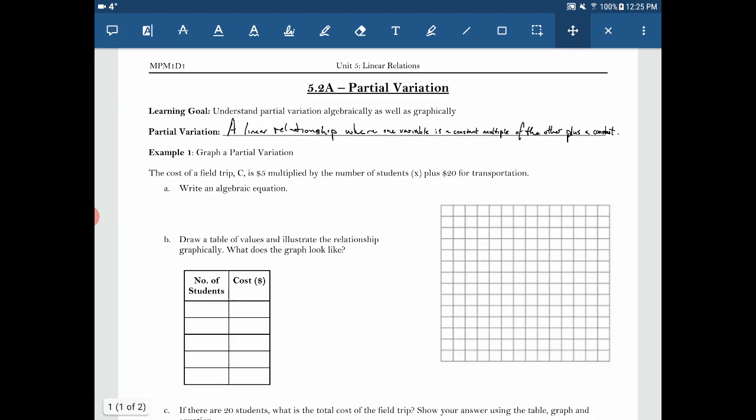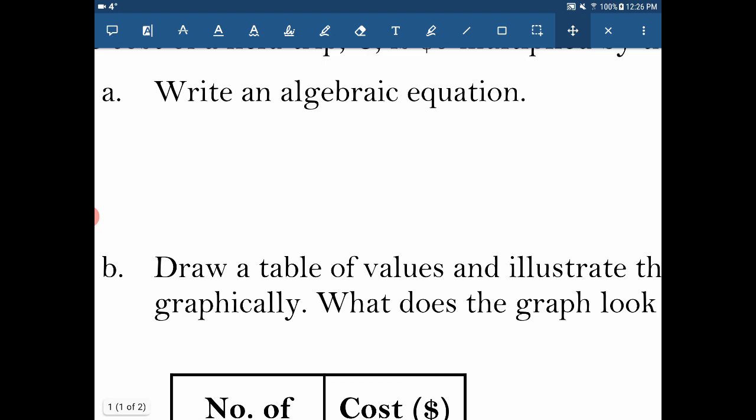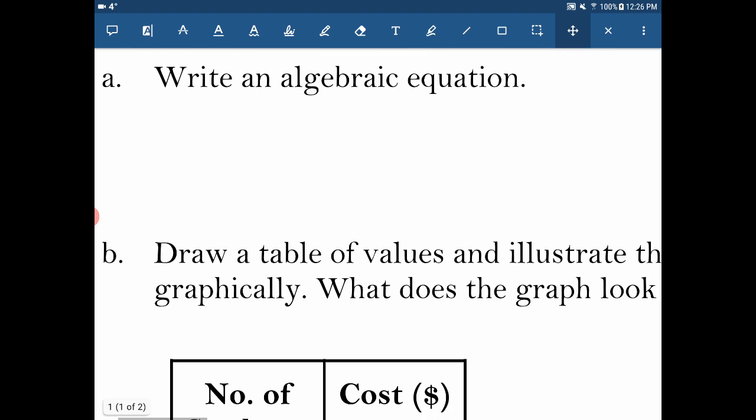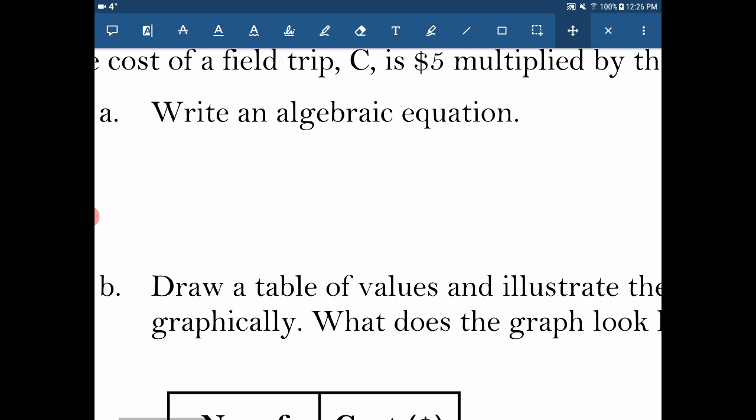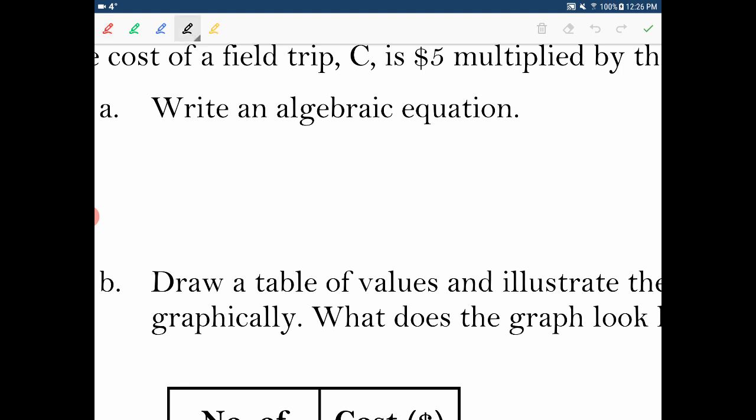So, for instance, the cost of a field trip, which we'll call C, is $5 multiplied by the number of students plus $20 for transportation. So, if we were to write out our equation here, C is equal to, and we take the $5 and we multiply by the number of students, which we called X, so 5X.